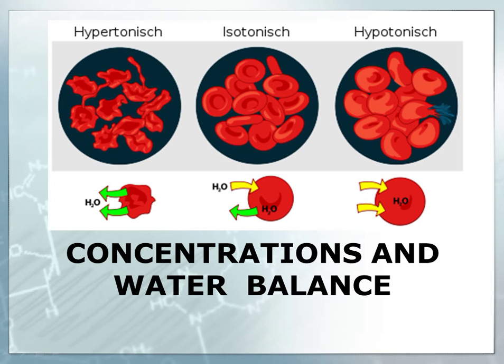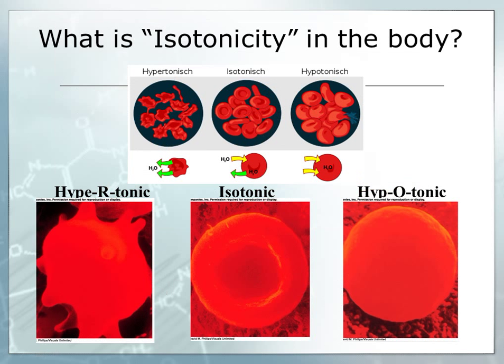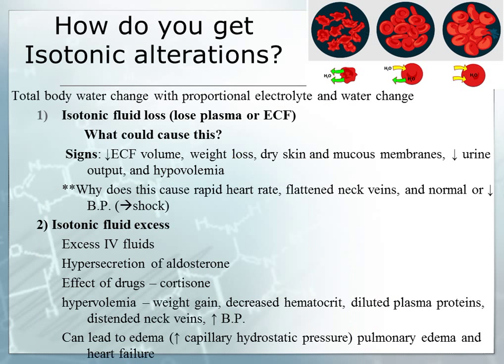But you want to keep in mind these concentrations and water balance. We already know these situations: hyper, hypo, and iso. You want to definitely remember what's happening in each of the situations. If it's isotonic, what osmolarity is it? Around 300 milliosmoles. What if I talk about saline solution? What kind of saline solution? The isotonic, 0.9%, yeah. So we'll use that as a reference. So the first thing I want to ask is, how do you get an isotonic alteration? That means that you're losing fluids, but you're losing salt and water proportionally. How would you do that?